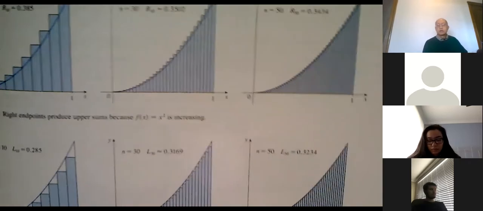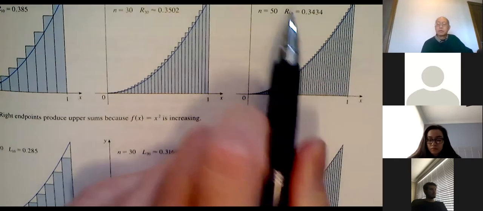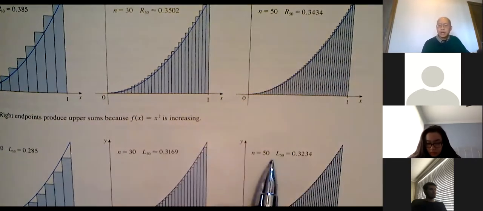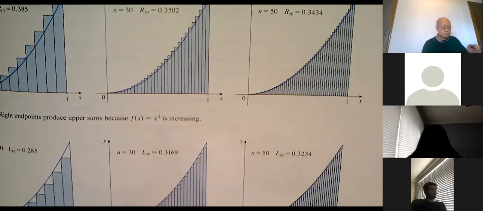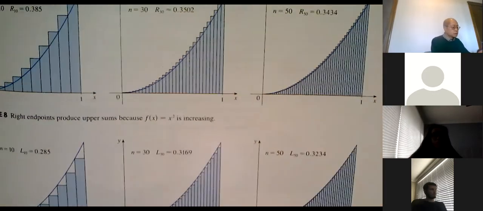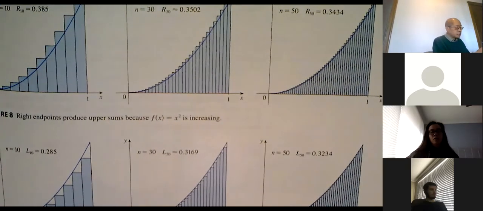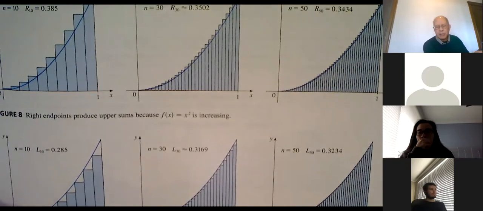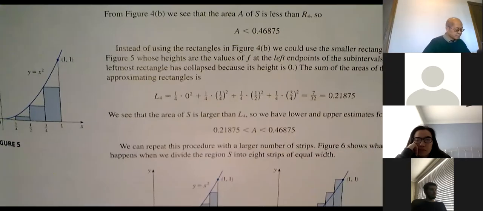Okay. So we would expect these two numbers to be an even better approximation. R50, 0.3434, L50, 0.3234, much closer. Now, they did this on a computer, obviously. You don't want to do this by hand. The stuff we're going to do by hand, we'll chop it up into, I don't know, 5 pieces, 8 pieces, something like that. We're not going to do 50, then you program a computer to do that.